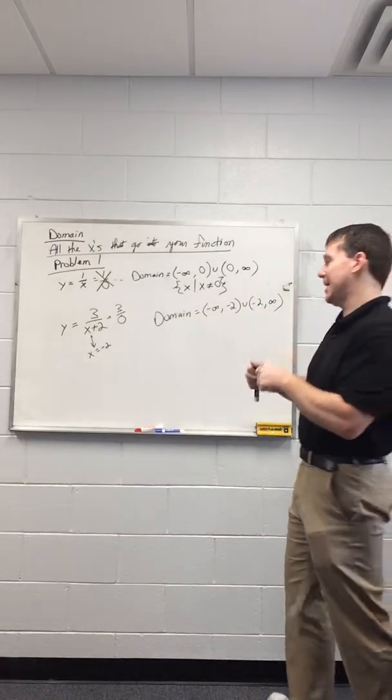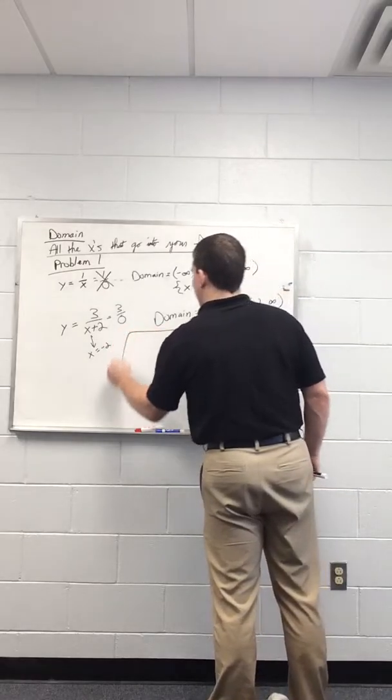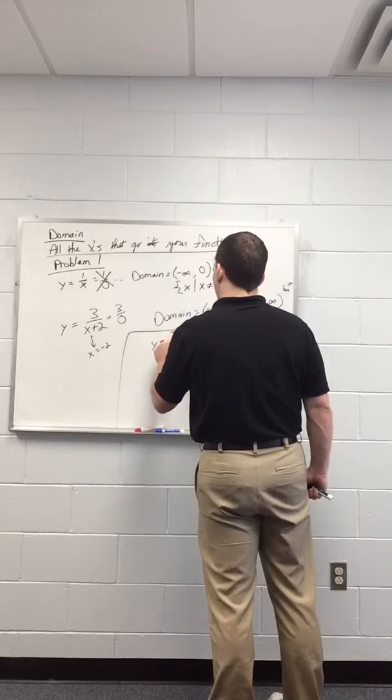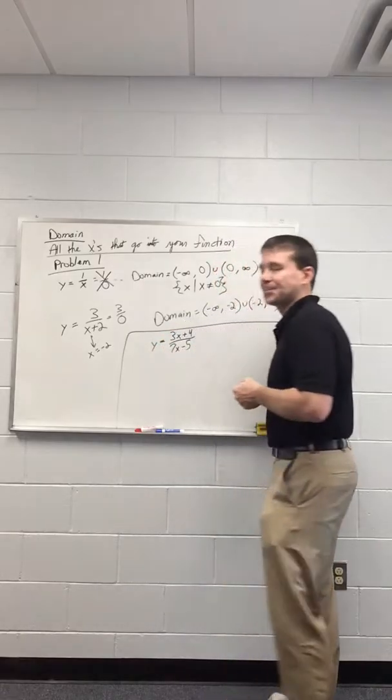If you're kind of getting the idea, then maybe we'll just use this one. y equals 3x plus 4 over 7x minus 5.